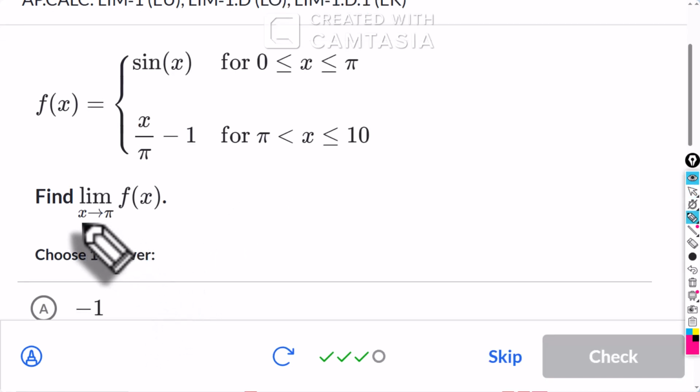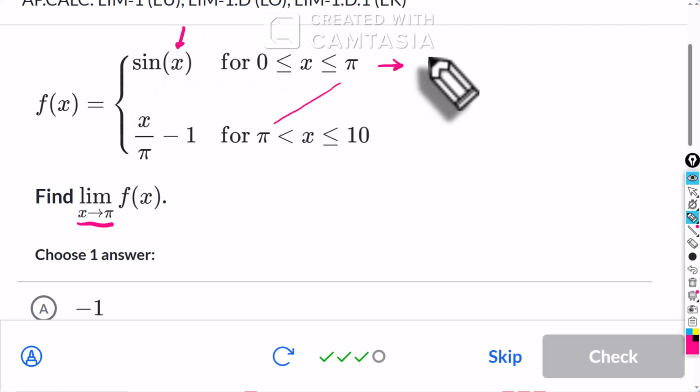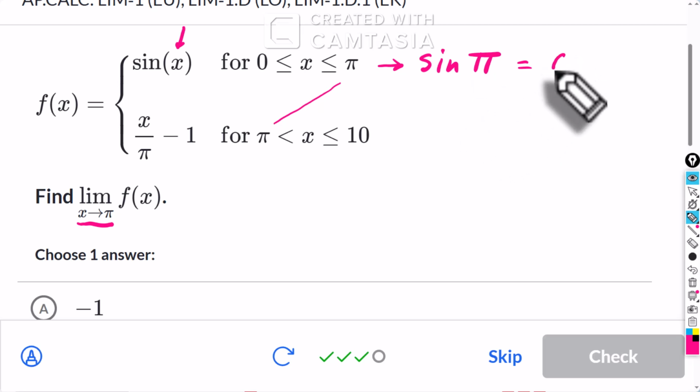All right, here we have the limit as x approaches pi, and we can see from our inequalities that pi is on the boundary for both functions, so we're going to have to sub it in for both functions. All right, so for the top function, sine of x, we're just going to plug in pi in place of x. Sine of pi. And if you don't remember sine of pi, you could do it on the calculator, set to radians, or check the unit circle. But I know that the sine of pi is just 0.